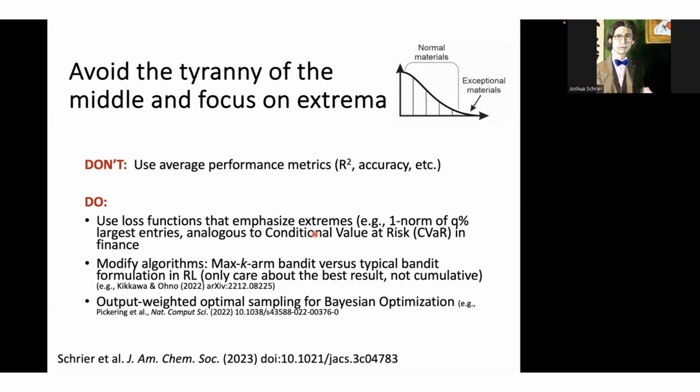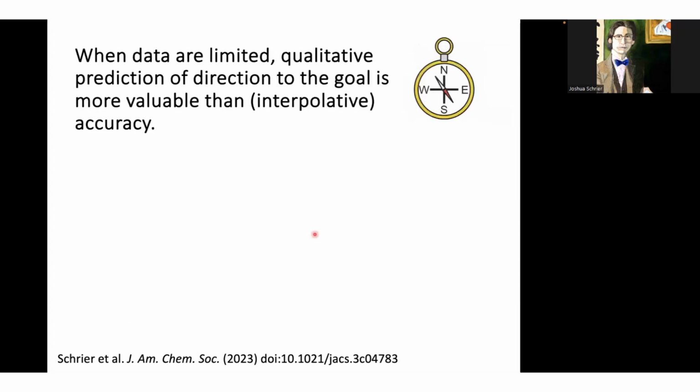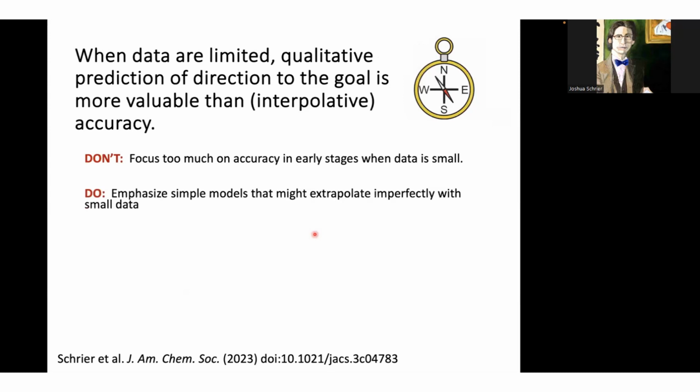And similarly, there are approaches for Bayesian optimization that focus on output weighting and so on. The other thing that might be important is maybe you just don't need very good machine learning models, right? In fact, maybe the most useful thing is just a model that points you qualitatively in the right direction to the goal, rather than one that has very high accuracy, right? And in general, in the early stages of our experimentation, we often have just a small amount of data.